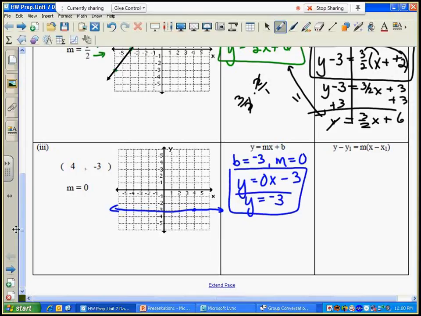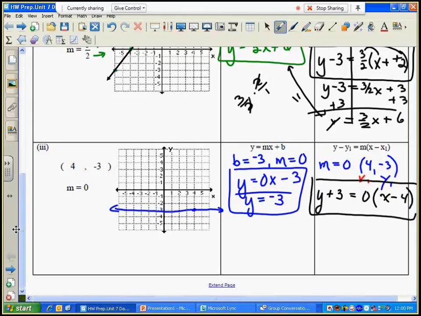Okay? Let's write this in point-slope form. They've given us the slope as 0. They have an ordered pair 4, negative 3. Here's our x1. Here's our y1. Let's plug those guys in. So let's see, y minus a negative 3. So when we subtract that negative, that's going to mean it's going to be a positive. So y plus 3 equals 0 times (x minus 4).